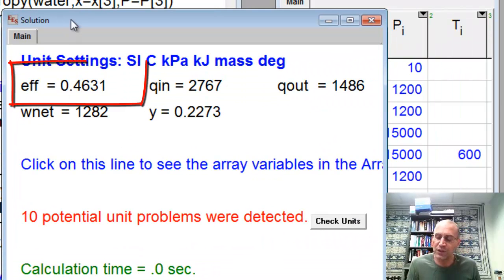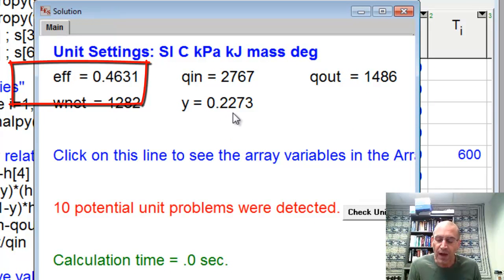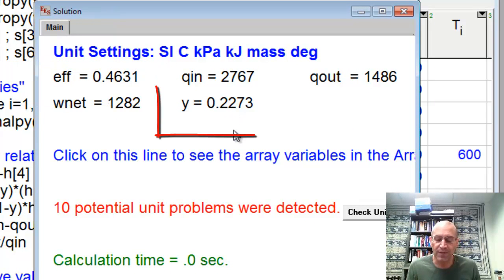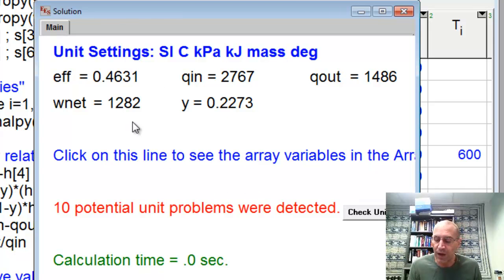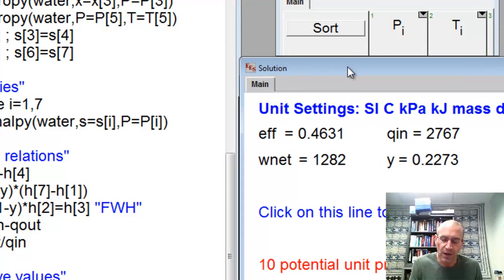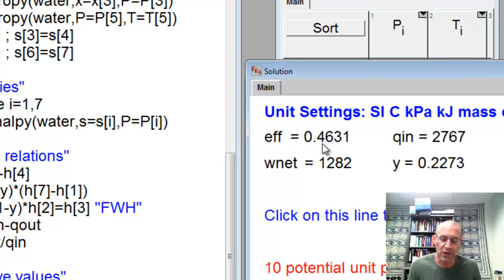Okay, my efficiency is 46%. The fraction that I'm pulling off is 22.73%. So that's the amount that was required such that H3, the outlet from the open feed water heater, is exactly a saturated liquid. And then I've got my Q in and Q out values, which aren't necessarily quite as important once I know what my efficiency is at 46%, which is an improvement.